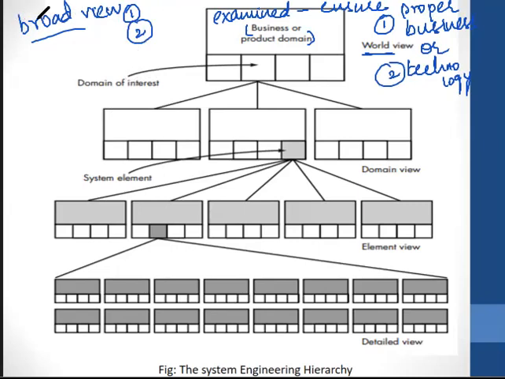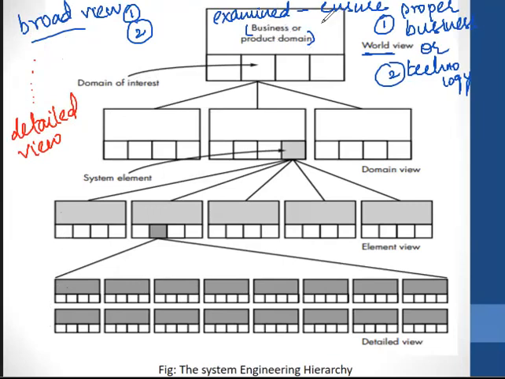Now, from the top view, from the worldview, you're going to start from the broader view. Whereas when you go down to the later levels of the hierarchy, when you're following the top down approach, you're going to have a more detailed representation. As you go down, you're going to have a detailed view of each and everything.